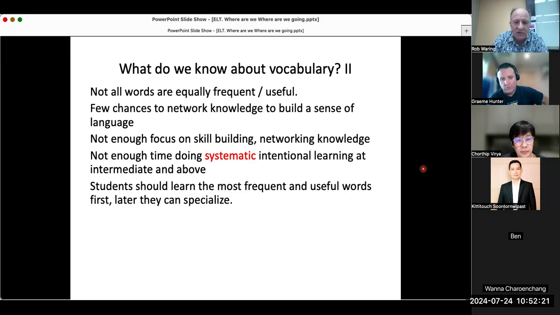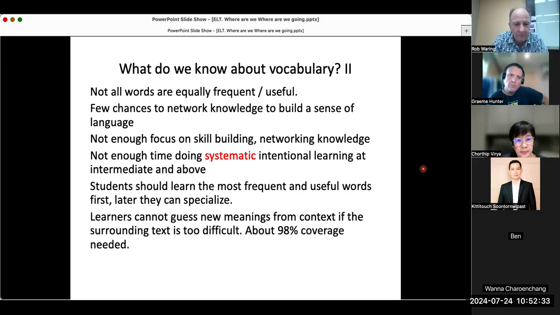Students, as we know, should learn the most frequent useful words before they can specialize. This is the comment that was mentioned before. Many of my students don't even have the basic vocabulary and grammar, but we're asking them to do high-level academic stuff. We also know that learners cannot guess new meanings from context if the surrounding text is too difficult. Students who don't have a dictionary, let's say when they're taking a test, need about 98% of the other words before they can guess successfully from context.